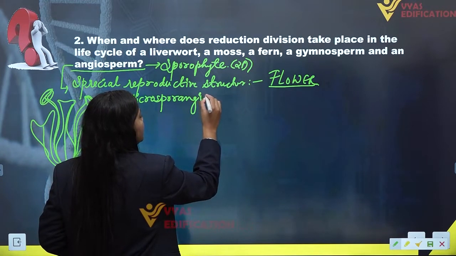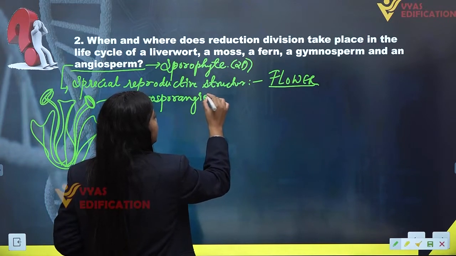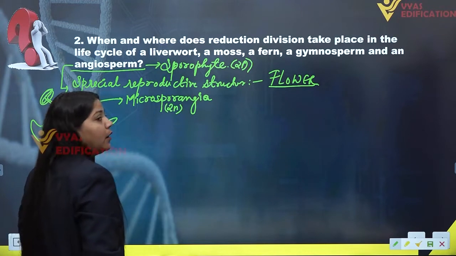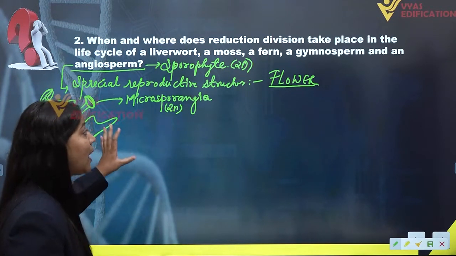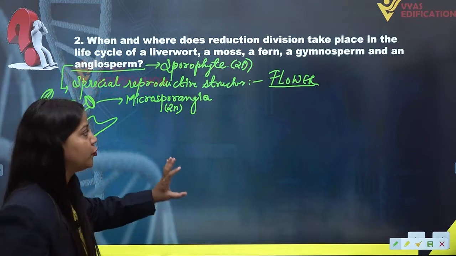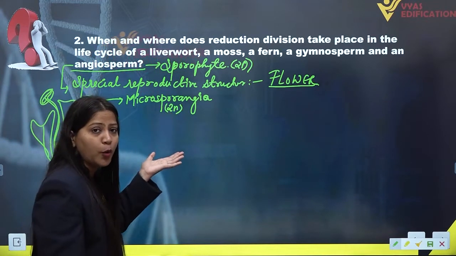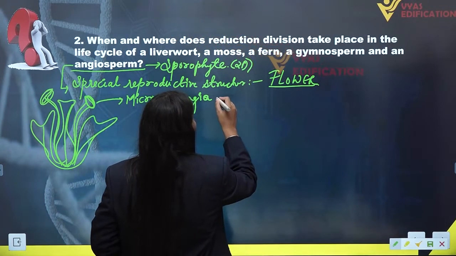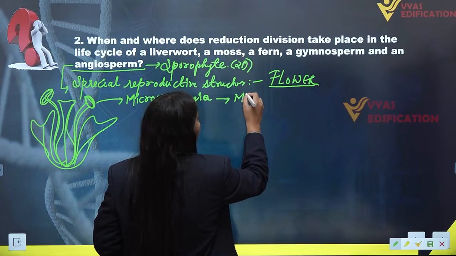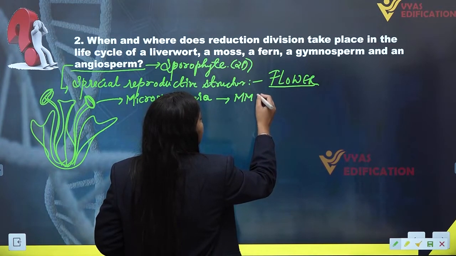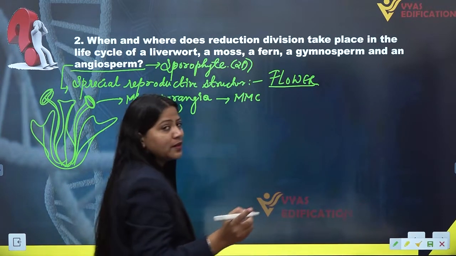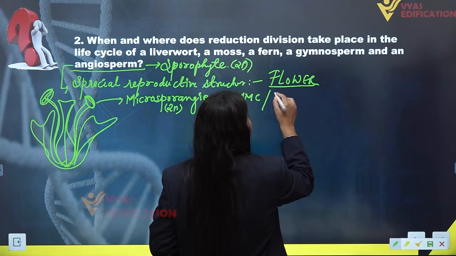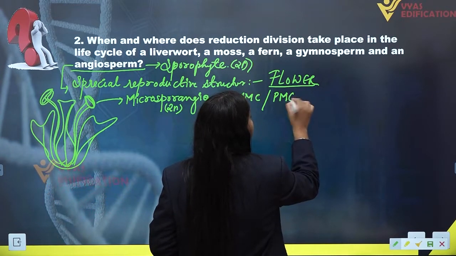Or microsporangium, there are 4 microsporangia. So microsporangia, which are diploid in nature, as they are part of the plant only, they are part of the flower only. Flower is also a diploid structure, as it is present on the sporophytic plant body of an angiosperm. Then microsporangia will have microspore mother cell or pollen mother cell. So MMC we can write microspore mother cell or PMC pollen mother cell.